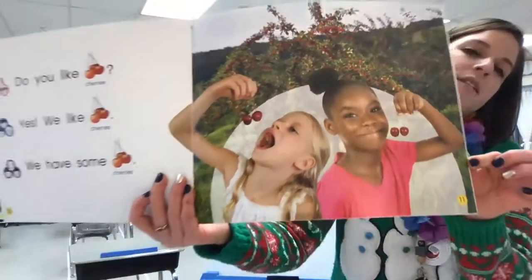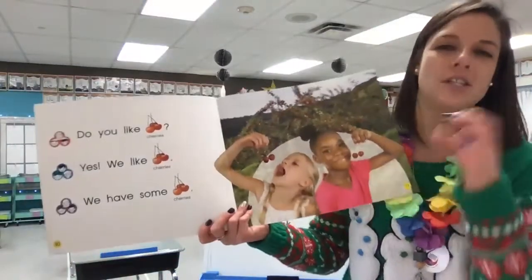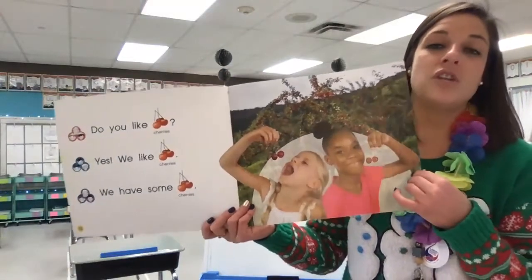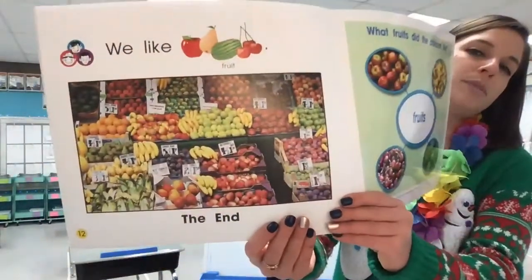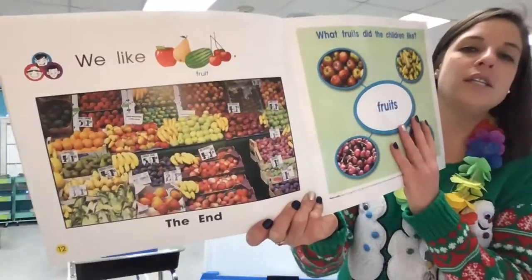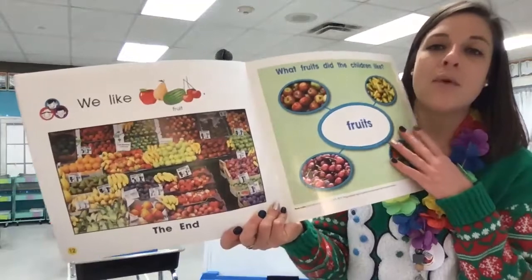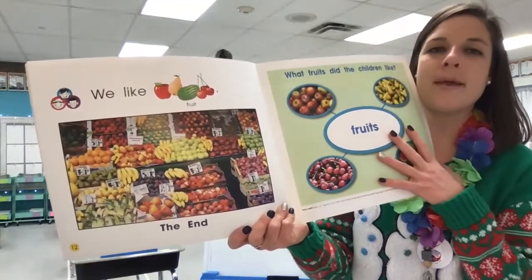Ooh, yummy. What kind of fruit do these kids like? Cherries. You have to be careful when you eat cherries though, because there's a pit in the middle. So you have to spit those out. But cherries are yummy too. And then the last page shows us we like fruit. So there's all kinds of fruit. Fruit are called produce. In the grocery store, you can find them in the produce section. And they're nice and colorful and so yummy.